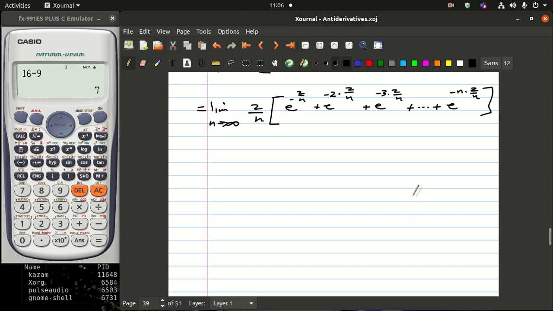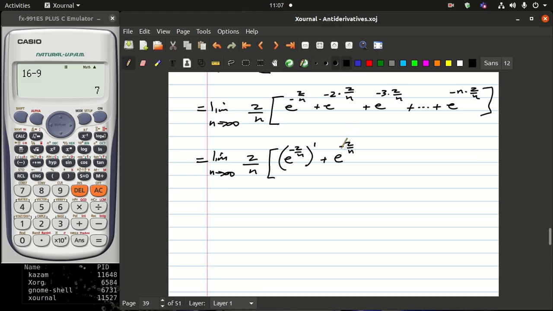The next thing that I want us to do here, I want us to rewrite this in a nice way so that we can actually see what is the series that we're actually having here. You have 2 over n, and then inside here I have e raised to minus 2 over n. Of course, it is raised to 1, it's just raised to 1. And then here, I have e raised to minus 2 over n.